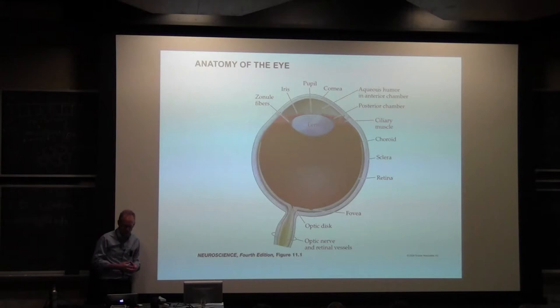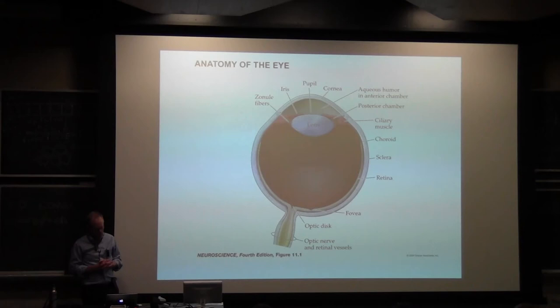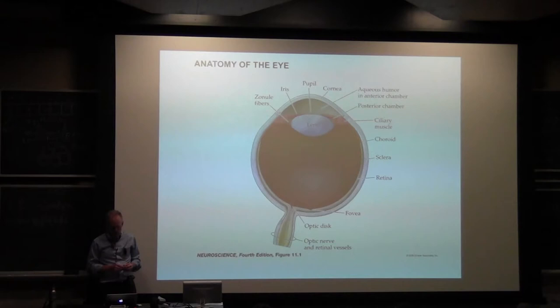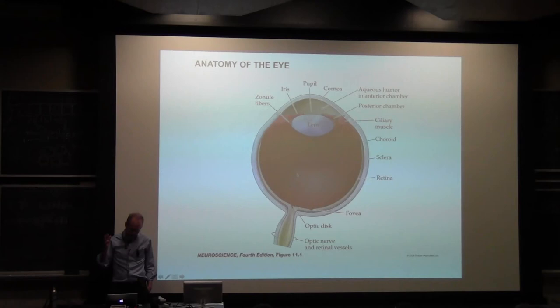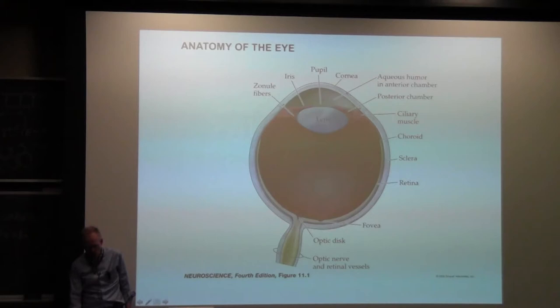So to start with explanatory detail, the anatomy of the eye. I'm not going to test anybody on the anatomy of the eye, but we've got to start by talking about the eye because this is the place where light energy is first transduced into neural signals. So the eye is a fluid-filled sphere. It has three layers, basically. The outer layer includes the sclera, which is the white part of the eye, which you can see, and this sclera continues into the cornea, which is clear, and it's optically clear.